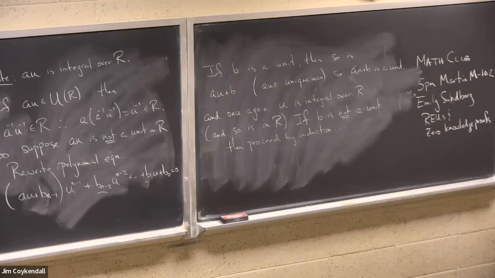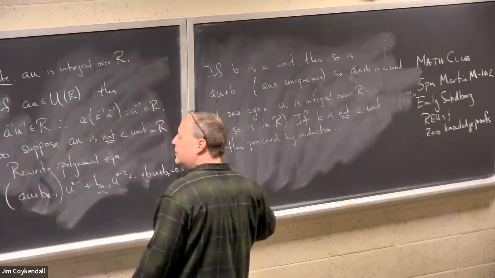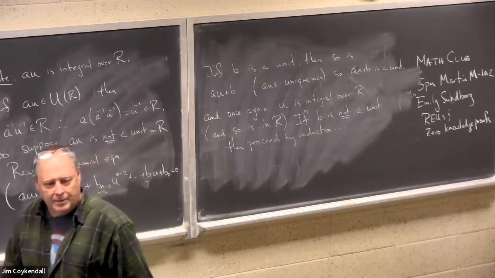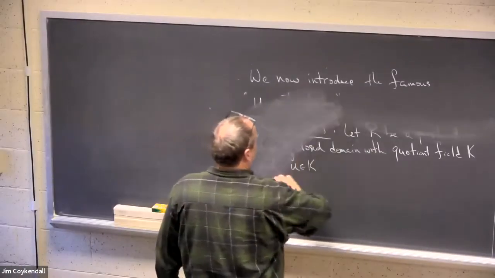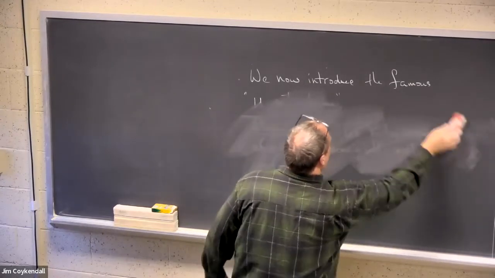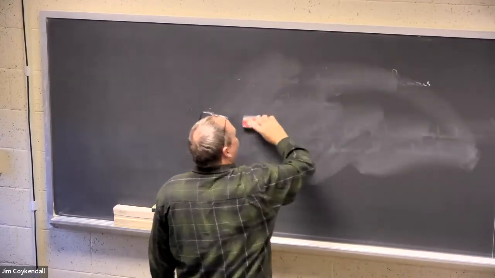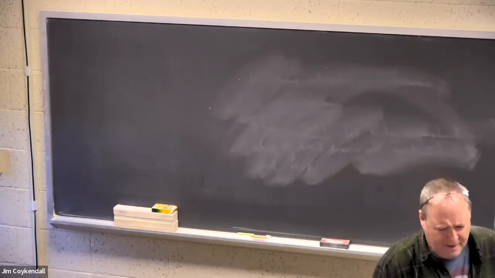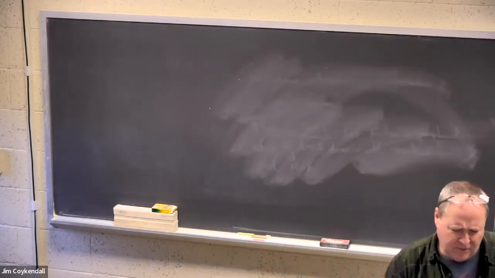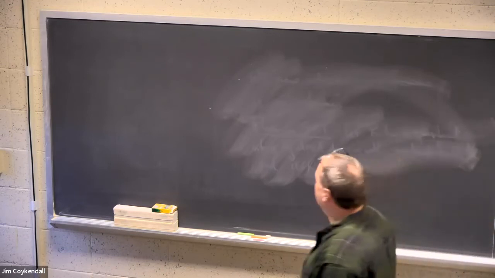Any questions on that? I'm going to give you a groovy application. This is one of my favorites, coming sort of from an interest in number theory. This is sort of weird number theory, but that's okay. So let R be a Prufer domain with Prufer field K.